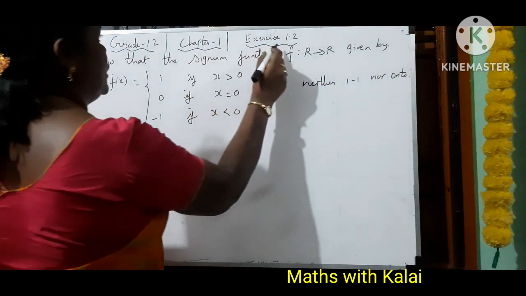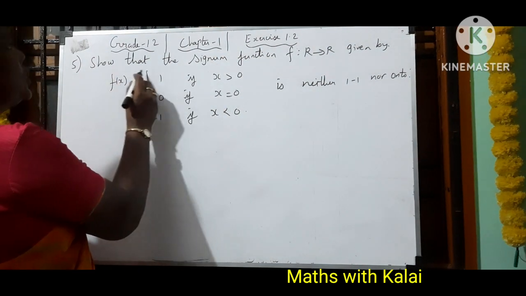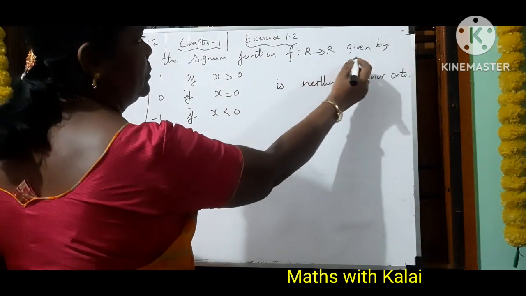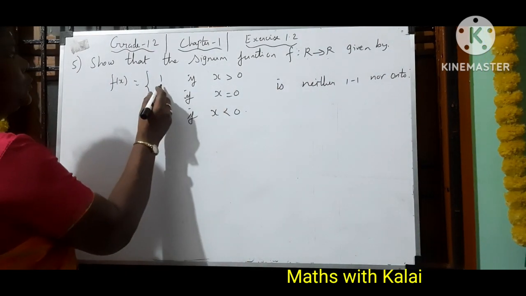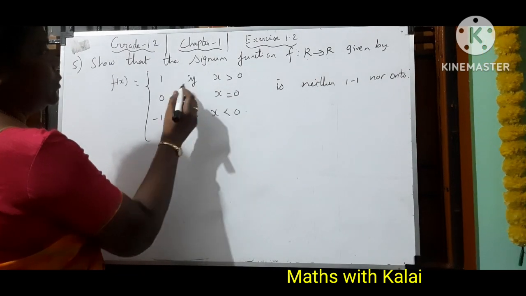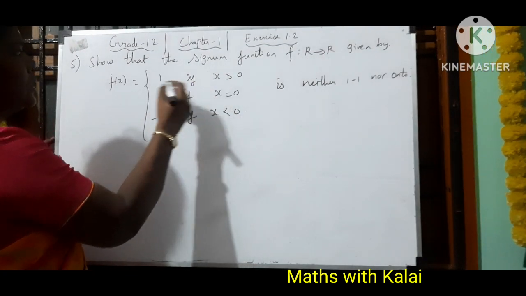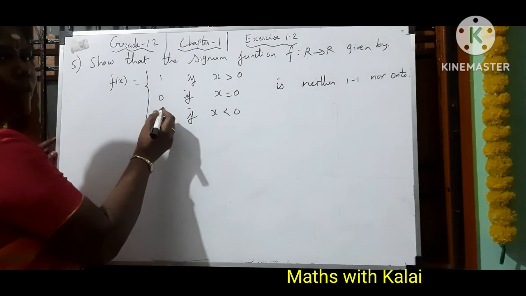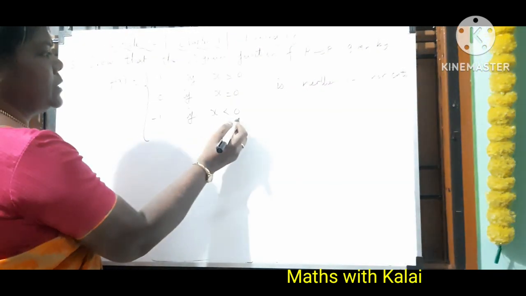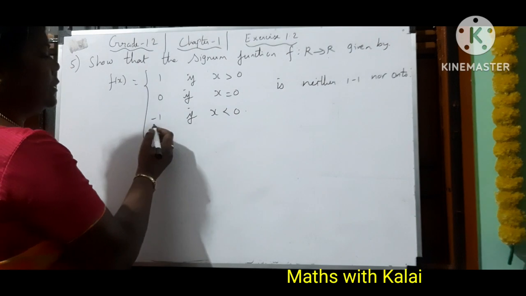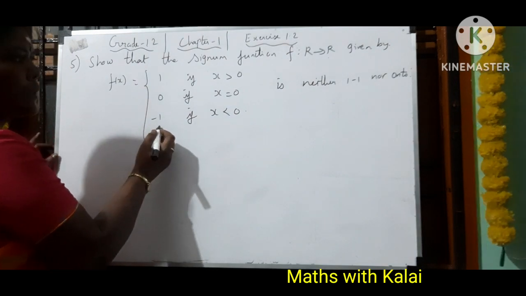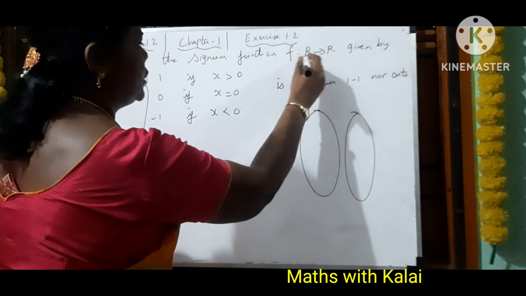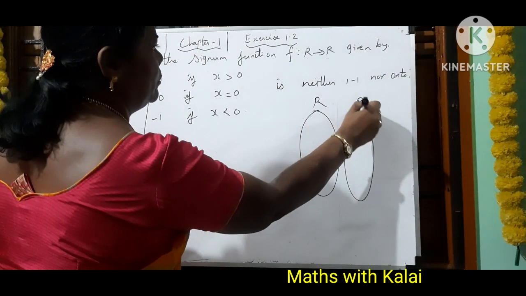Grade 1, Chapter 1, Exercise 1.2, question number 5. Show that the signum function f from R to R, real number to real number, given by f of x is equal to 1 if x is greater than 0. So for all the positive values of x, f of x value 1 அப்படின்னு கொடுத்திருக்காங்க. When you have x is equal to 0, f of x is 0 given. For x less than 0, so negative values எடுத்துக்கிட்டீங்கன்னா the value for x is f of x is minus 1 கொடுத்திருக்காங்க.